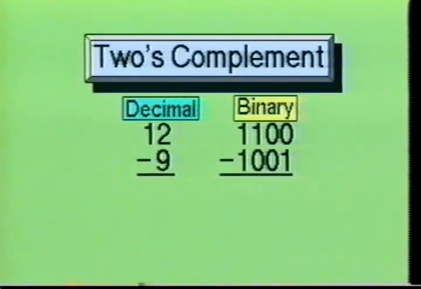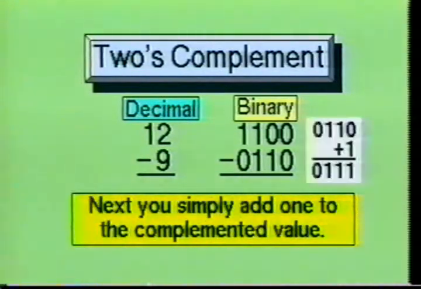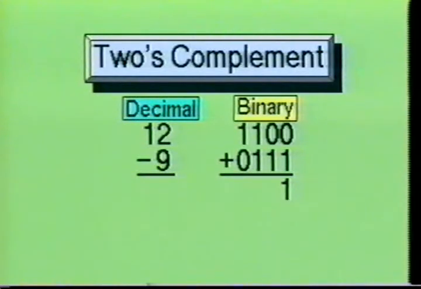In this example, we will subtract 9 from 12. First, you must find the complement of the subtrahend. Next, you simply add 1 to the complement's value. Then you add the 2's complement value to the minuend.